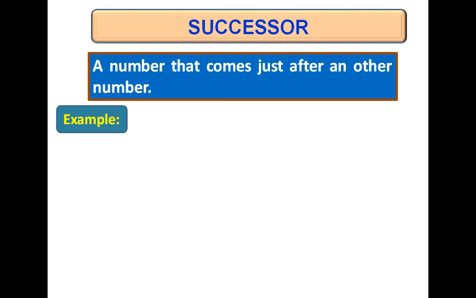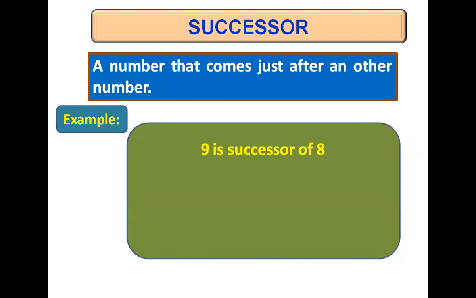A successor is a number that comes just after another number. For example, 9 is the successor of 8. Why isn't 10 the successor of 8? Because 10 also comes after 8. But no, 10 is not the successor. 9 comes just after 8, right? After that comes 10. So we will say that 10 is the successor of 9.